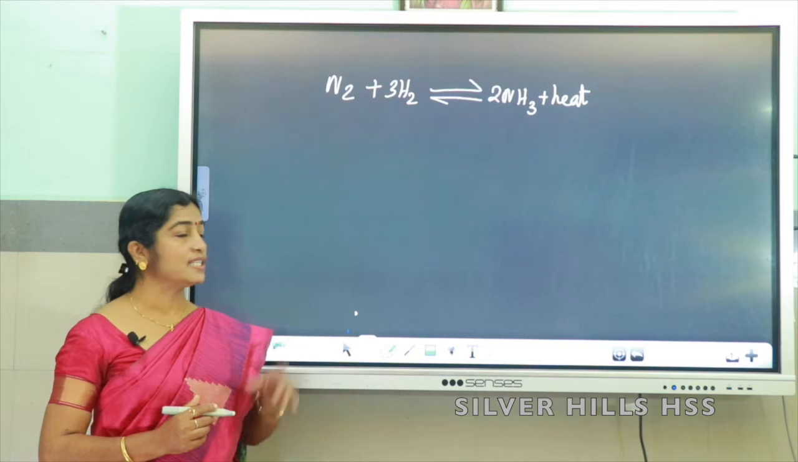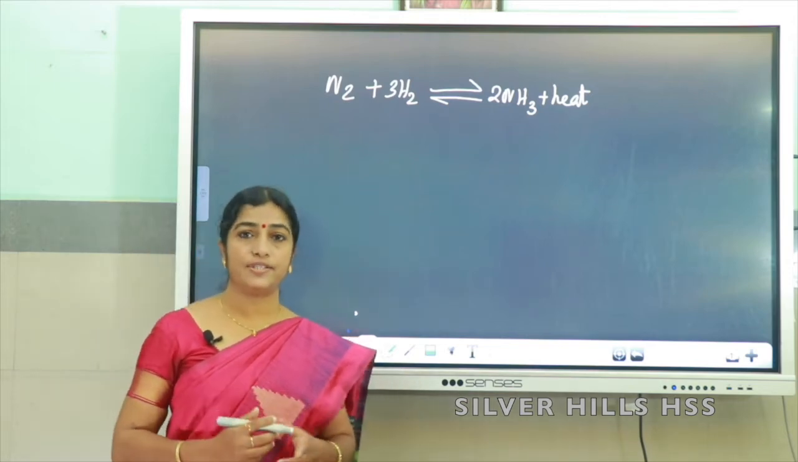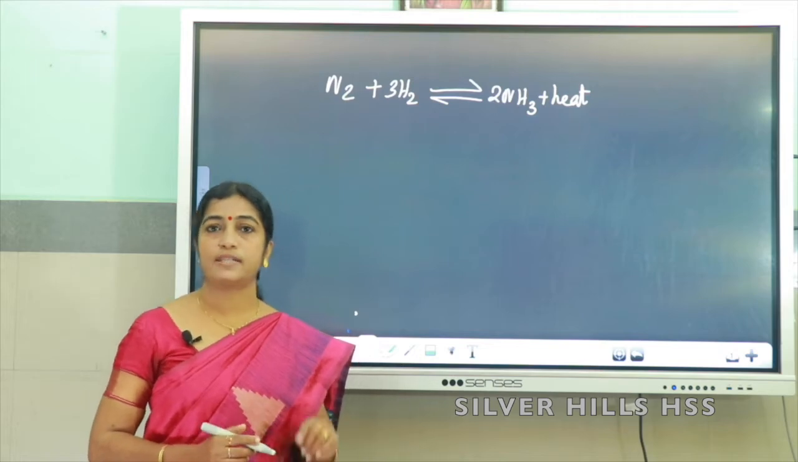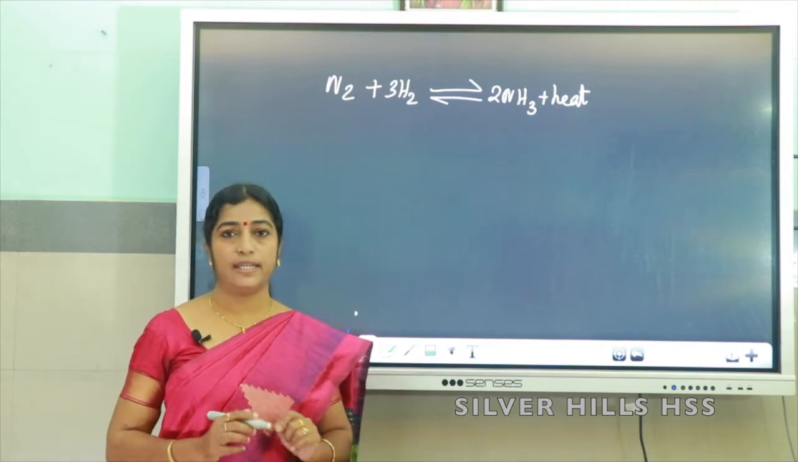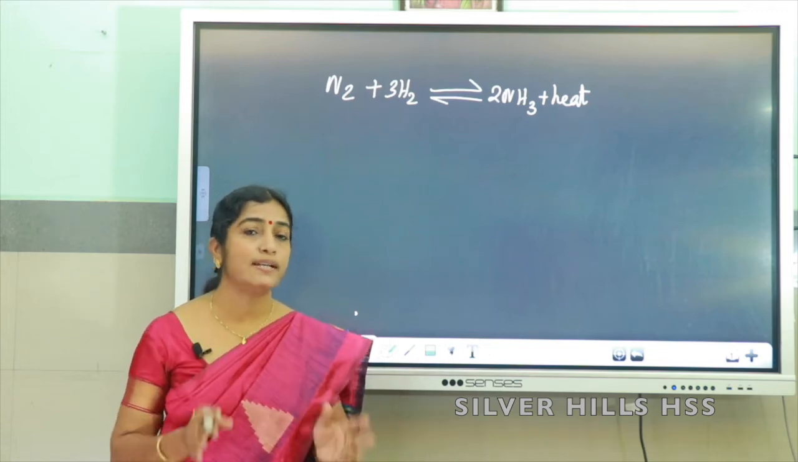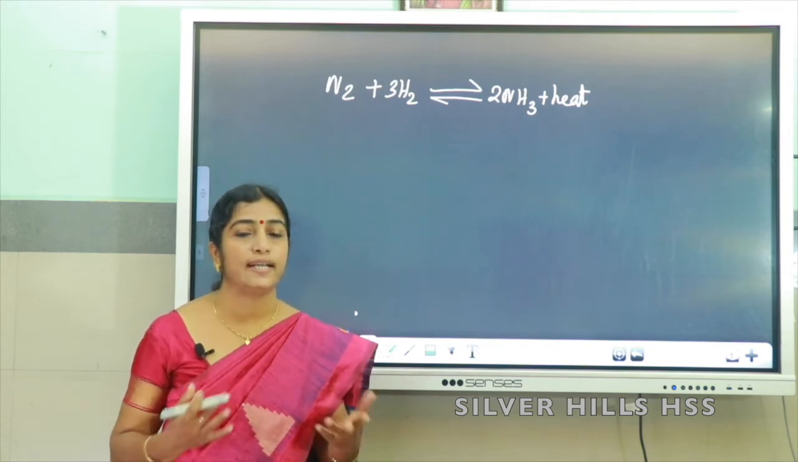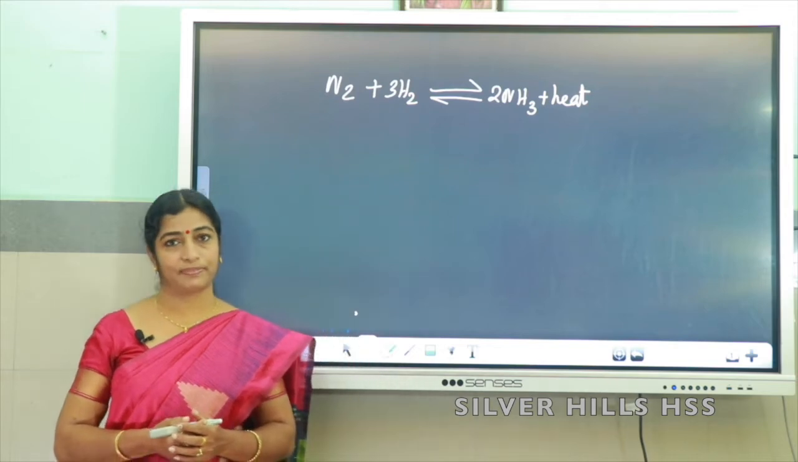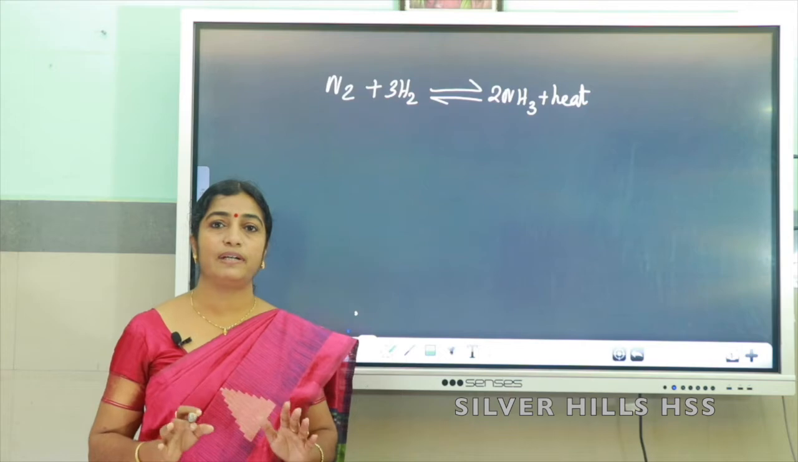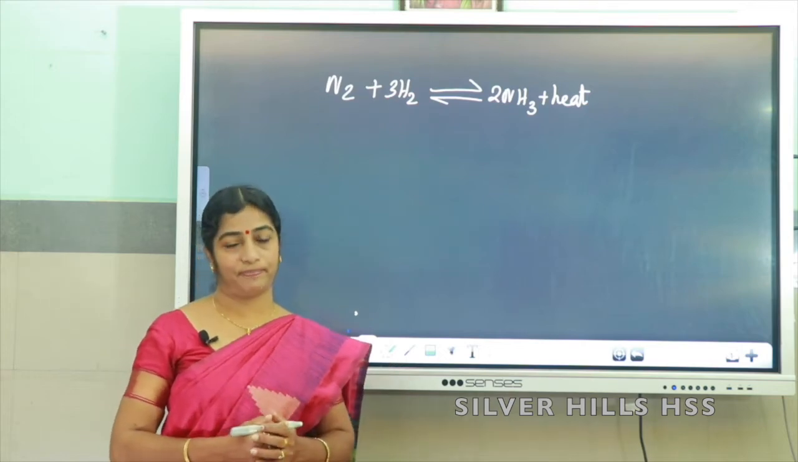According to Le Chatelier's principle, whenever there is a change in concentration, temperature or pressure on a system which is at equilibrium, the equilibrium changes, but the system itself readjusts to cancel that effect and again attains a new equilibrium. That is, once the equilibrium is reached, the system likes to continue that equilibrium.